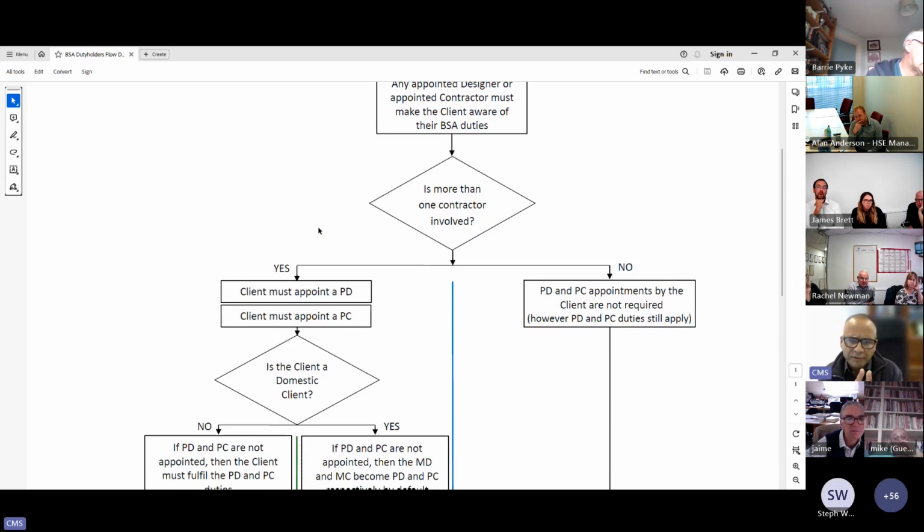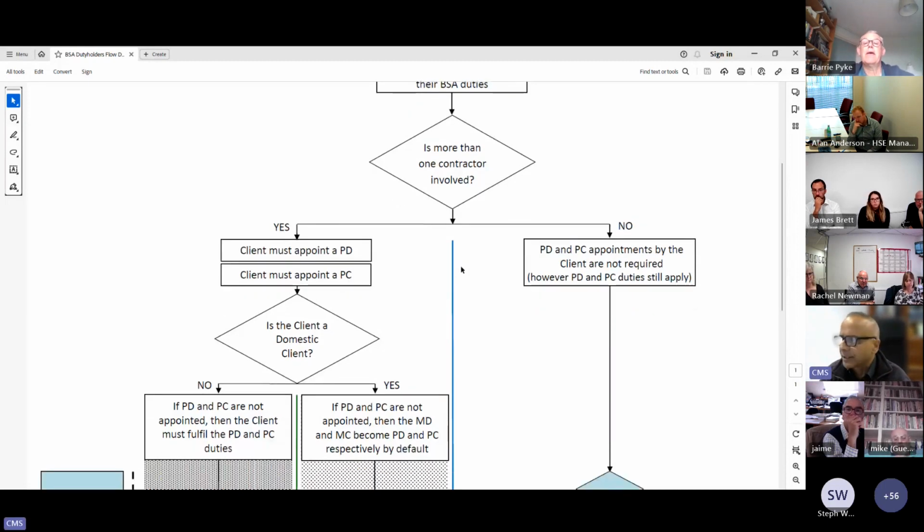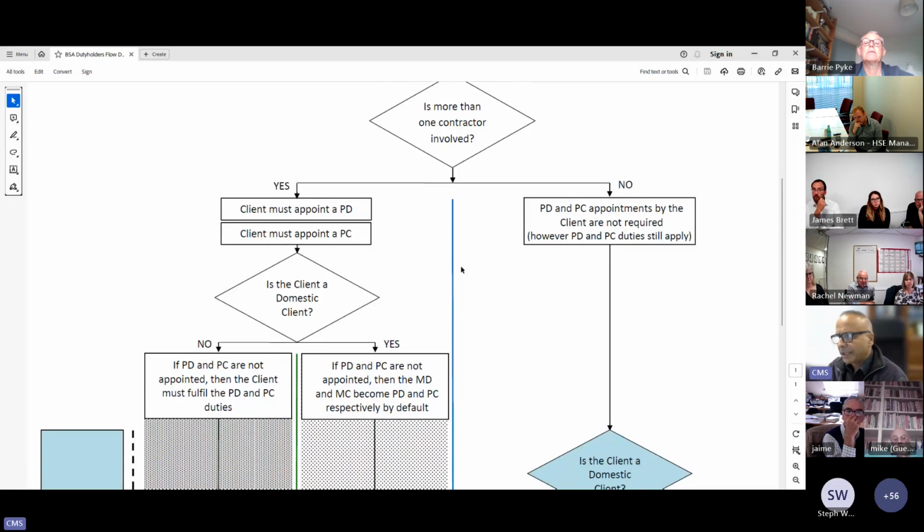First of all, at this stage, we have to ask ourselves the question: is more than one contractor involved? Let's say yes. Sorry, my apologies. We're going to say no, so that we can start from the right-hand side of the flow diagram. Is more than one contractor involved? Let's say no. There's only one contractor. What happens then? Please stay with me on the right-hand side of the blue line here in the middle. Now, when we say no, then the PD and PC appointments by the client are not required. We said that before. The client doesn't have to make those appointments if it's only one contractor.